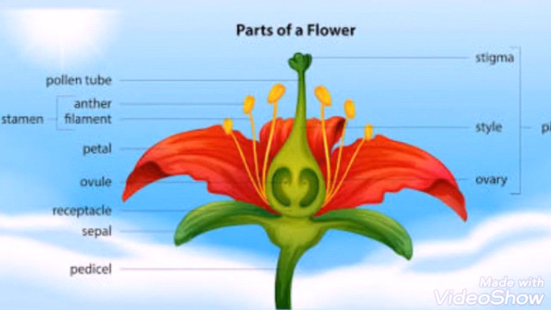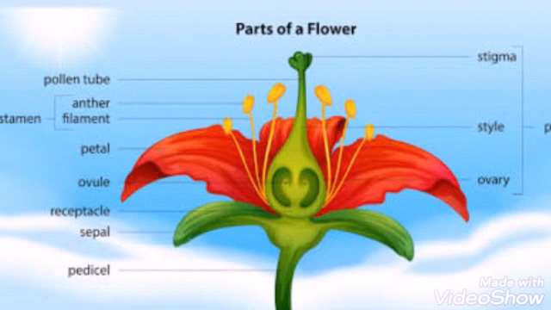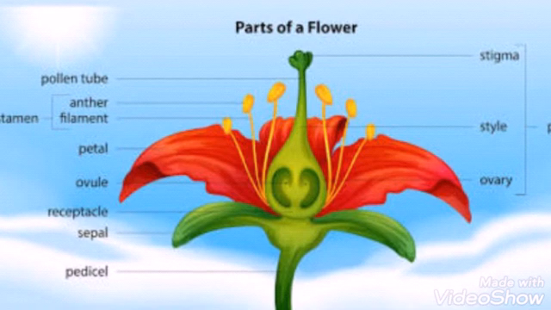Now in the beautiful image in the video you can see the different parts of a flower. The colored part is called the petal, the green colored part is the sepal, and the stalk of the flower is called the pedicel. Now there are male parts, which are yellowish in color and are called the stamens, which consist of anther and filament, and the female part, which consists of stigma, style and ovary, is called the carpel.